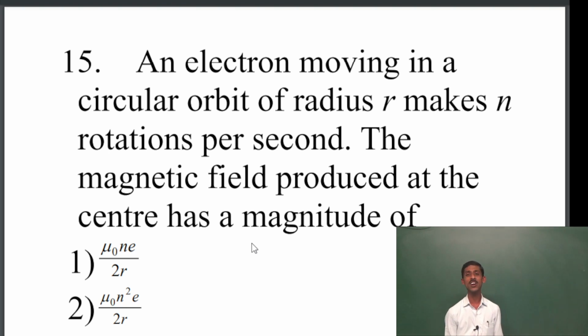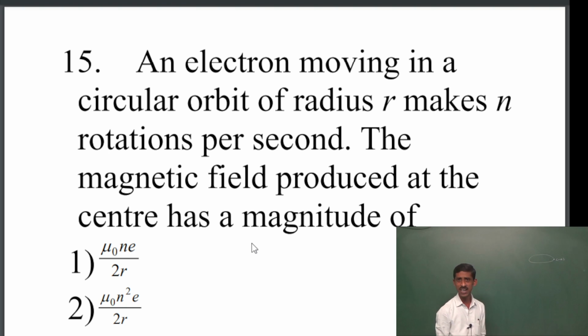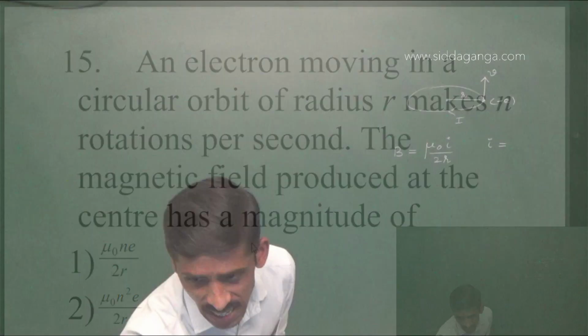Does the revolution of an electron in a circular orbit produce a magnetic field? Yes. Why? Because the revolution of the electron in a circular orbit is equivalent to a current. So if an electron is moving in a circular orbit of radius R, that is equivalent to current. The expression for the magnetic field at the center of the current loop is mu naught I by 2R. But how are you getting the current?